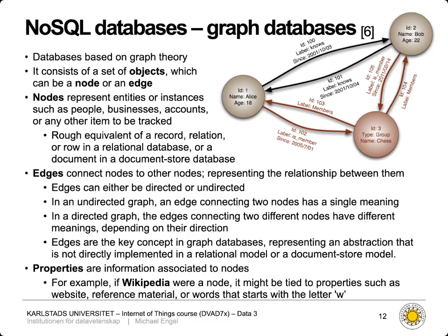A graph database obviously is a database based on modeling data as a graph, so on graph theory, and the objects which are processed by a graph database consist of nodes and edges. Nodes in a graph database represent entities or instances, and this can be people or businesses or accounts or whatever you want to be tracked in your database. This is the rough equivalent of a record or relational row in a relational database or a document in a document store database. And then the edges connecting the nodes indicate the connectivity inside of your database. So it represents a relationship between the nodes.